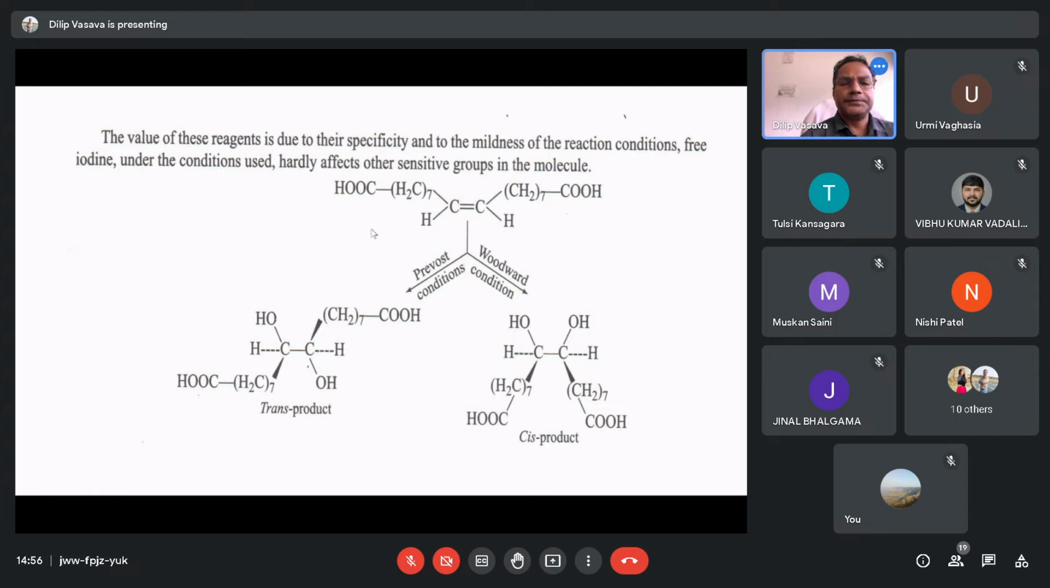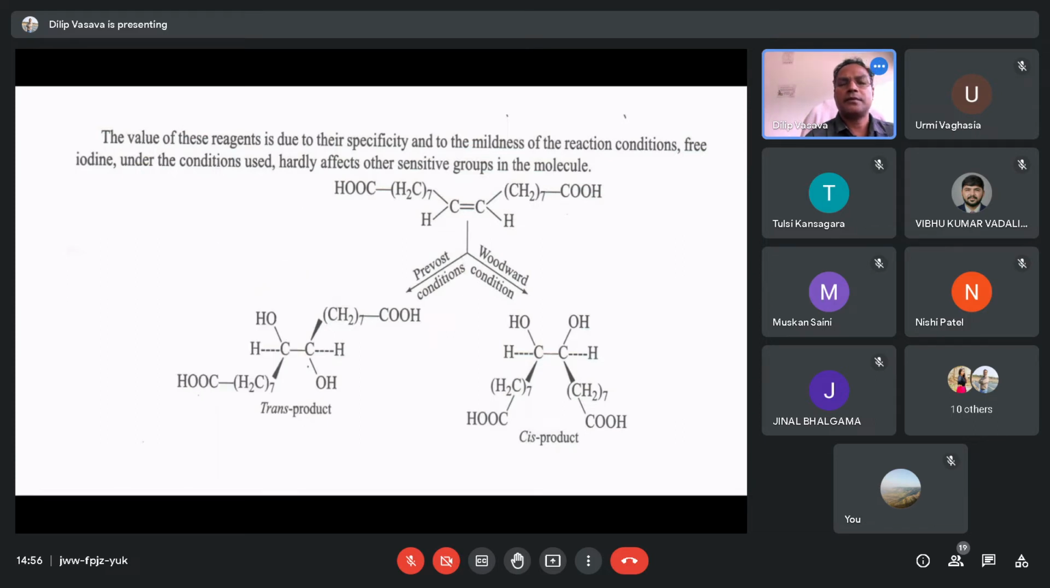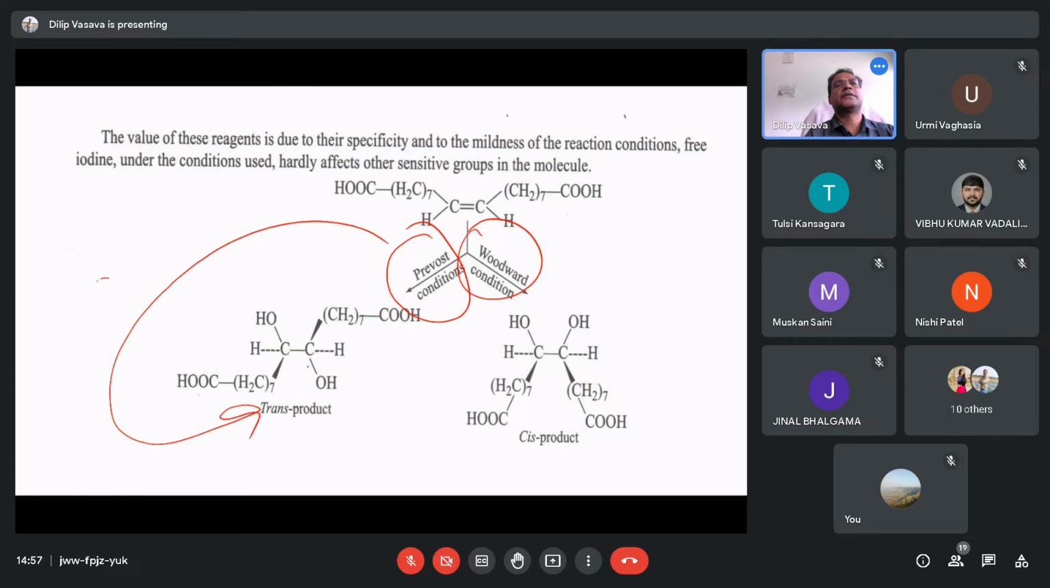So this is the Prevost condition and the Woodward condition. In the Prevost condition, it gives the trans product, but in the Woodward condition, it gives the cis products. That is the difference between the Woodward and Prevost conditions.